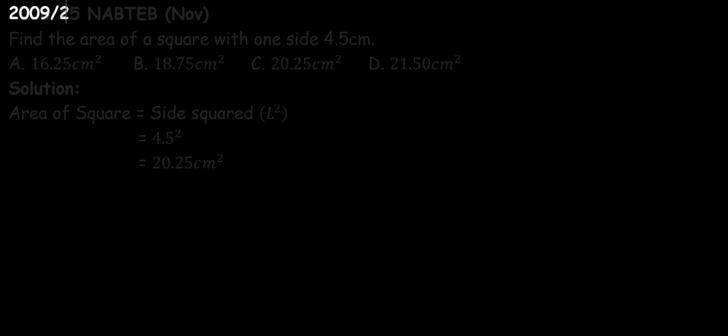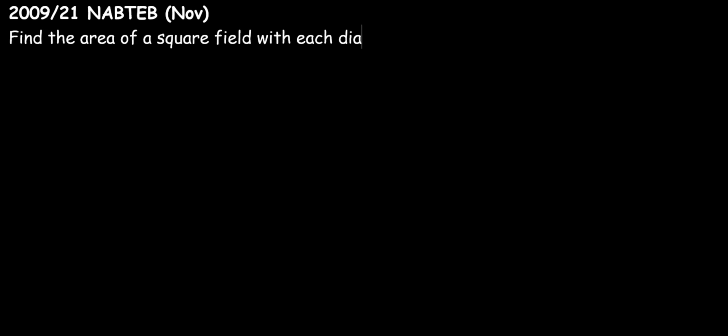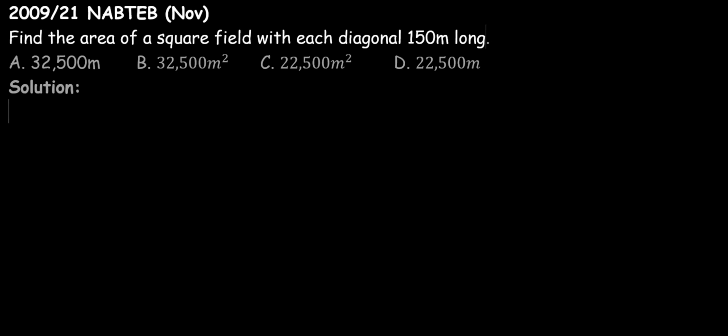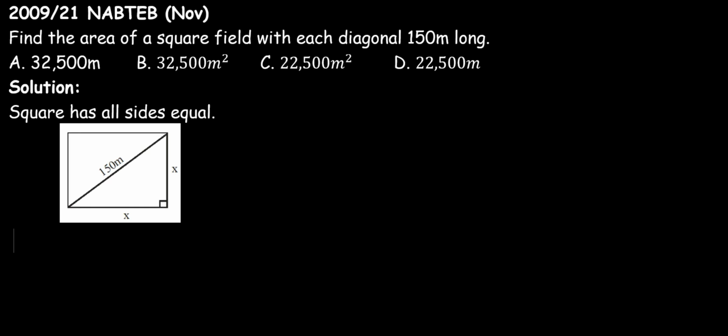Another example. 2009 November. Find the area of a square field with each diagonal 150 meters long. The options are given. Solution. A square has all its sides equal, so we can sketch the given problem as shown below. Take note, the diagonal is 150 meters, and we label the two sides as S.